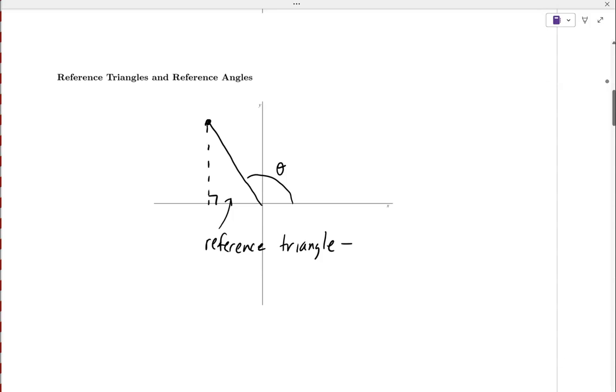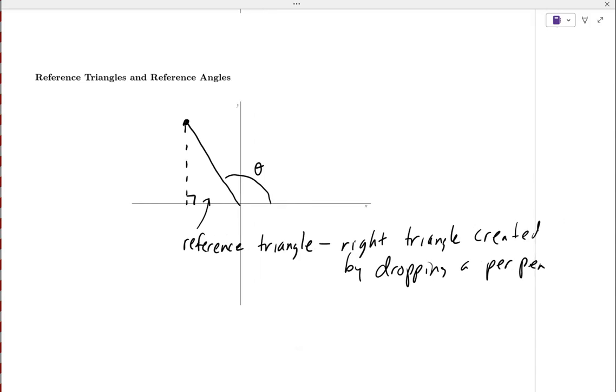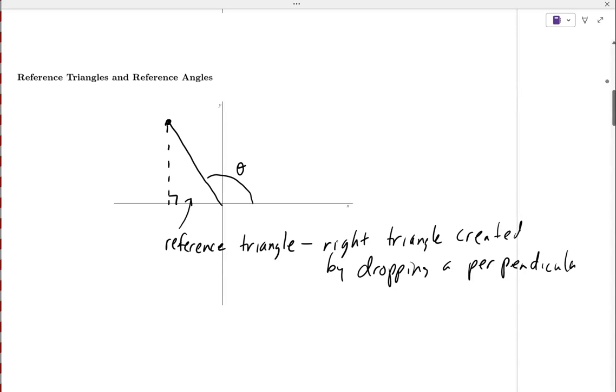So the reference triangle is a right triangle created by dropping a perpendicular from the terminal side of theta to the x-axis. It's always to the x-axis, by the way. Always drop it down or drop it up.